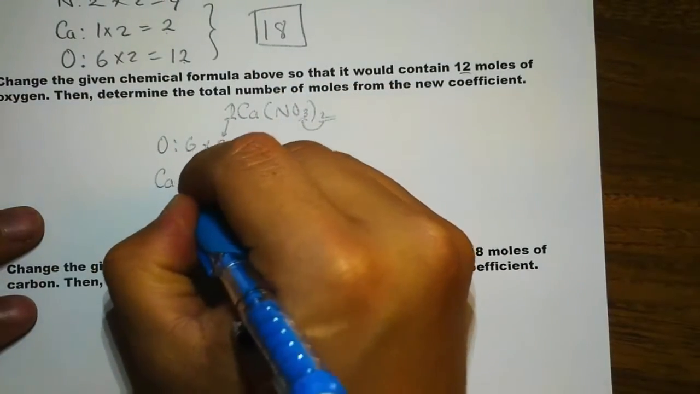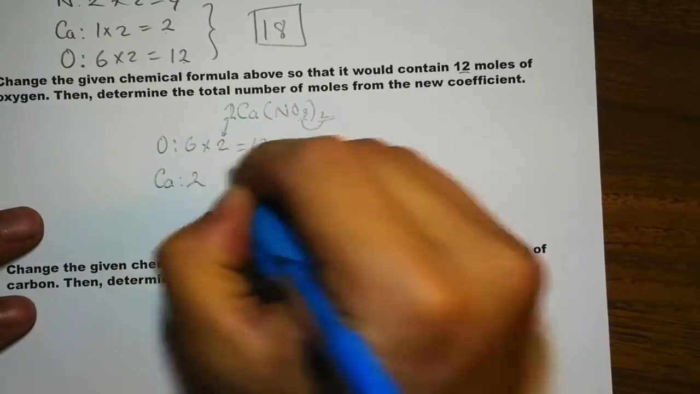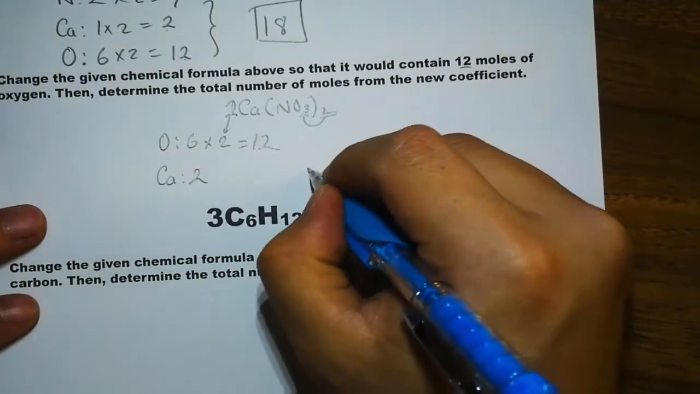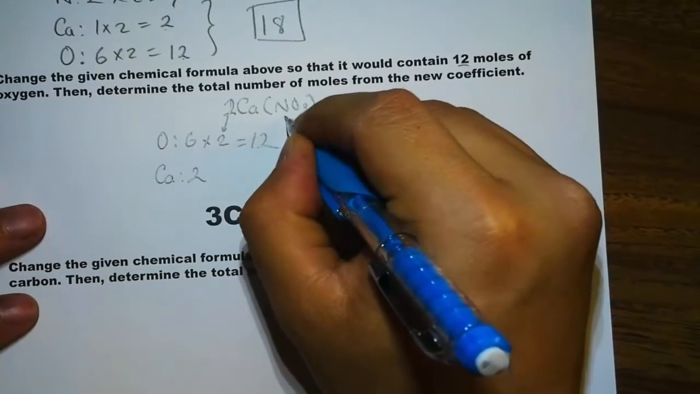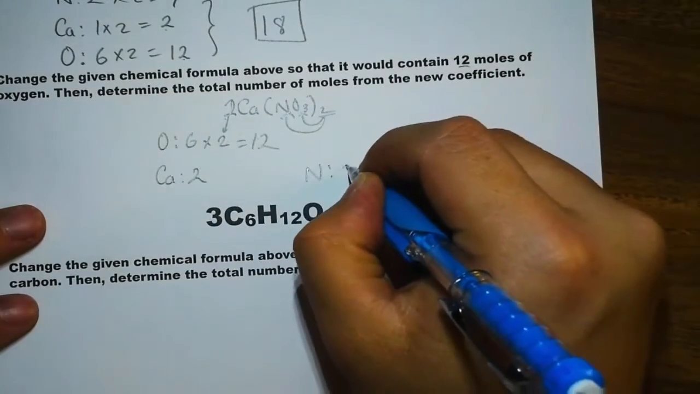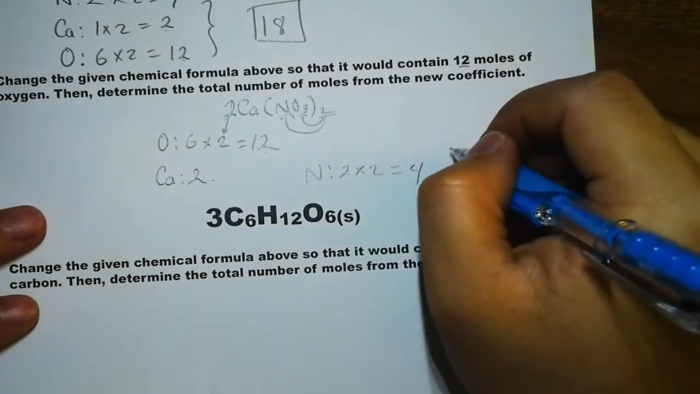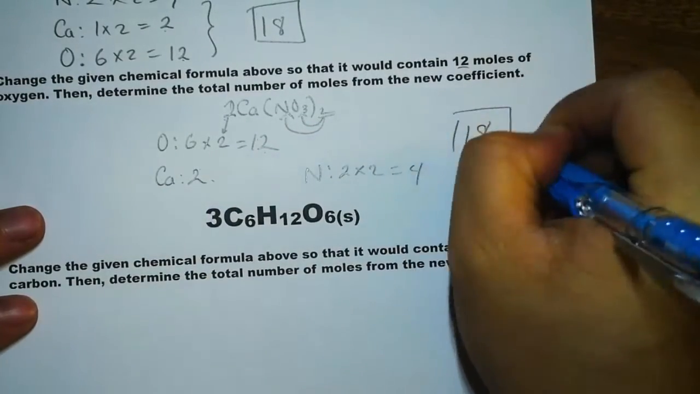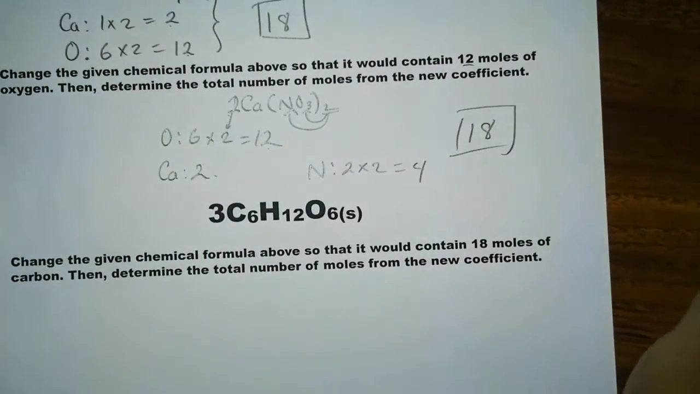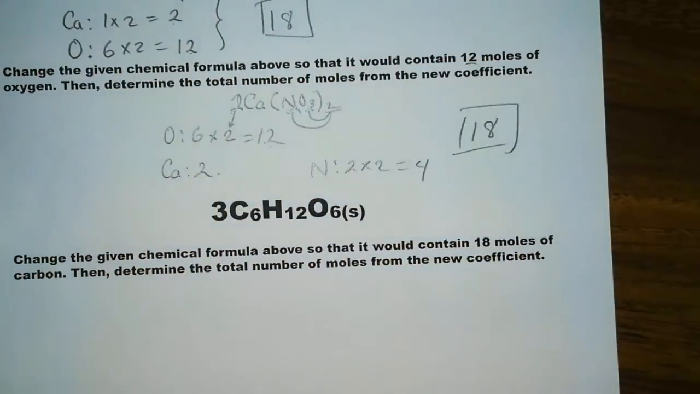Now, the calcium, of course, is going to be 2. And then what about the nitrogen? Let me write down the nitrogen. There's 2 nitrogen, and 2 of that gives us a total of 4. So 12 plus 2 is 14, plus 4, that gives us a total of 18. Isn't that easy? Oh, the same answer as that one. Huh.